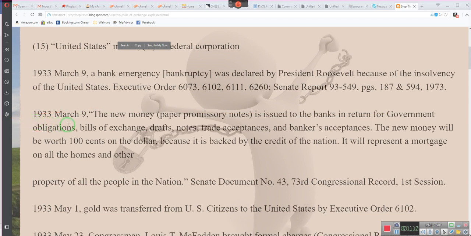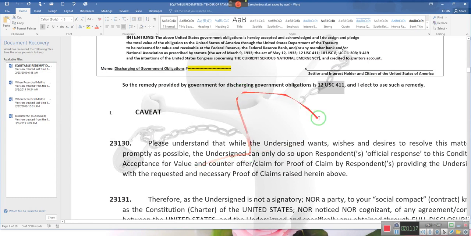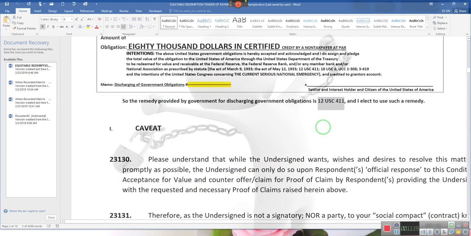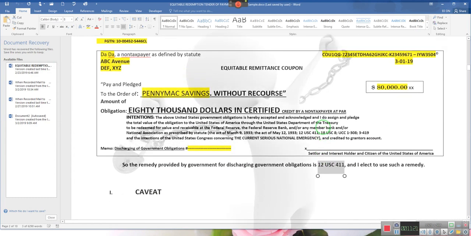So guess what we're doing? We're issuing the new money. What's the new money? Hold on a second. I'm going to show you, okay, buddy? There's the new money. There's the new money. There's a letter of credit. See? Equitable remittance coupon. Credit by a non-taxpayer at par. $80,000 in certified credit by a non-taxpayer at par. And we pledge or pay it to the order of, without recourse.